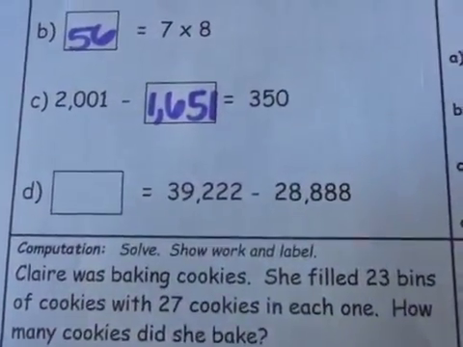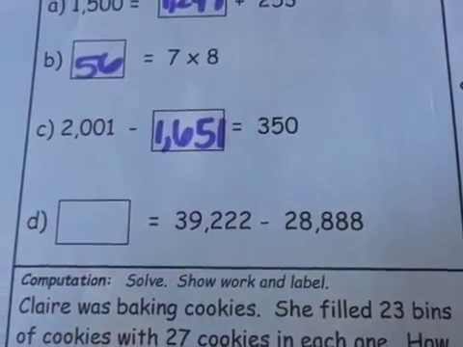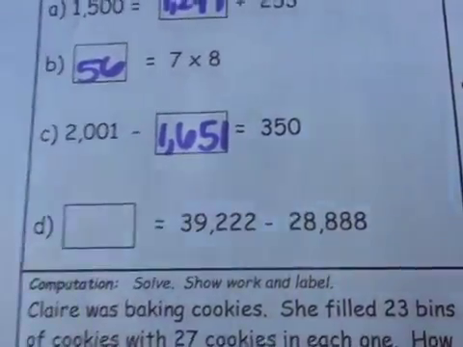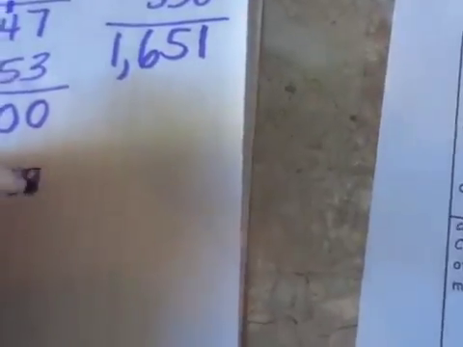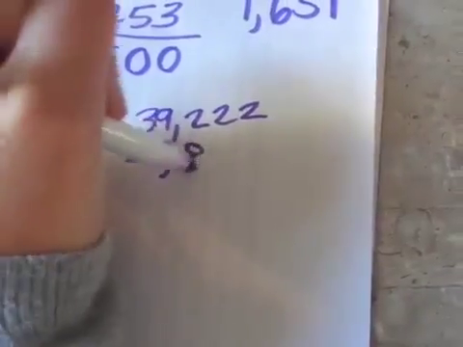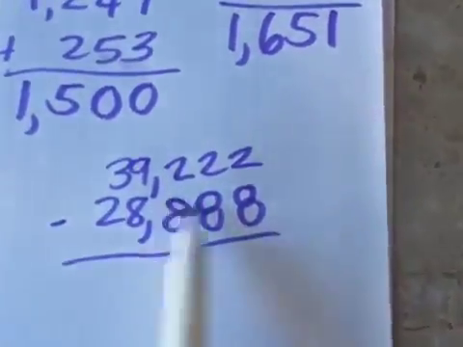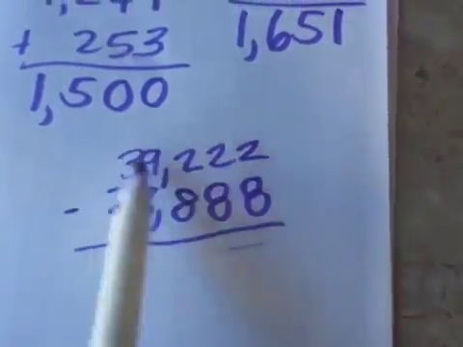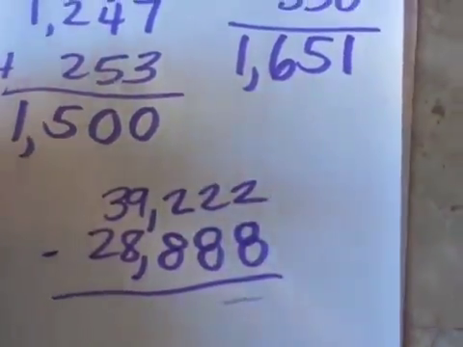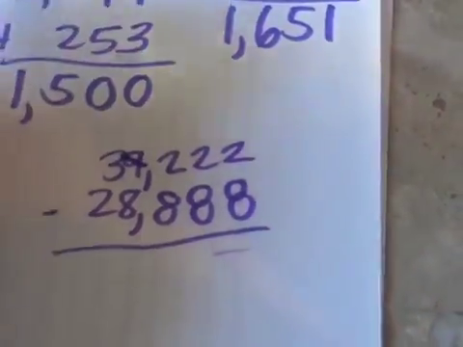Last square. This one tells us what to do. 39,222 minus 28,888. So we're going to straight up solve that exactly how it's telling us. And if you notice those darn patterns of the digits here being a little bit bigger than the digits here, so we got to know what to do and subtract correctly. So I can't do 2 minus 8, so I got to go to my thousands place.